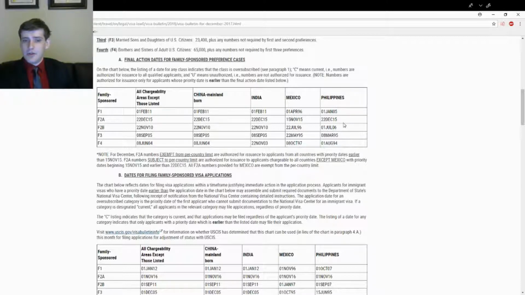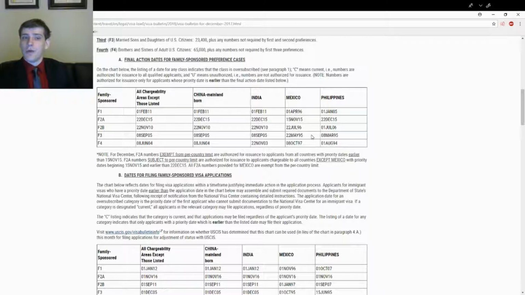Philippines, generally the longest in some of these. Mexico is really long in some of these as well. For F4, the Philippines are the longest. They are backed up all the way to the 1st of August, 1994. They've only now gotten to those applications. For Mexico, 22nd of May, 1995. They've only now gotten to those applications.